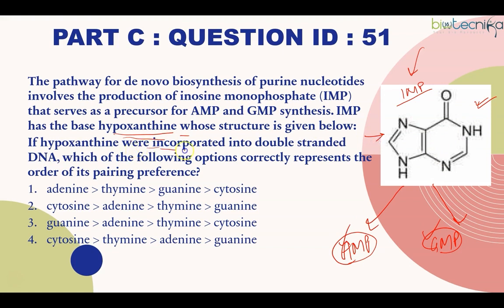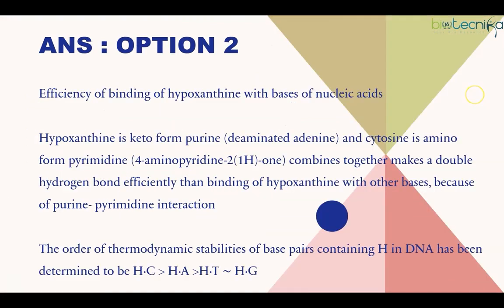Now, if hypoxanthine was incorporated into double-stranded DNA, which of the following options correctly represents the order of its pairing preference? We know that adenine pairs with thymine and cytosine pairs with guanine. But what about hypoxanthine? What will it pair with? And in fact, what will be its primary preference? This again is a question from nucleotide biosynthesis, metabolism you can say. The efficiency of binding of hypoxanthine with bases of nucleotides requires knowledge of that. Basically, hypoxanthine is a keto form purine.